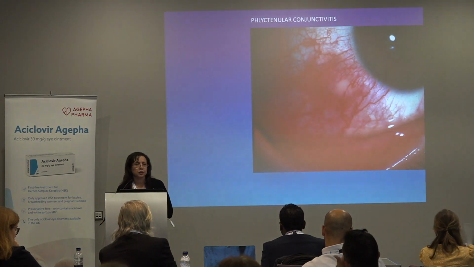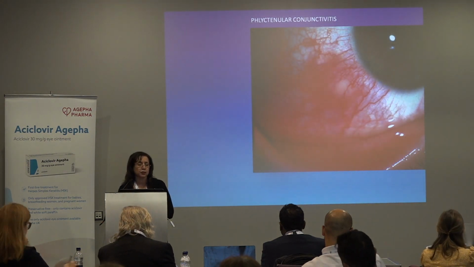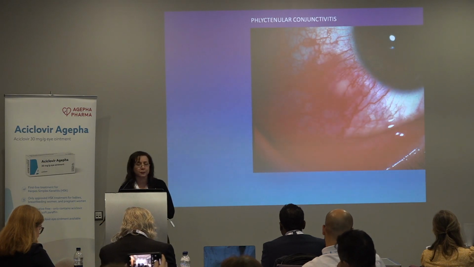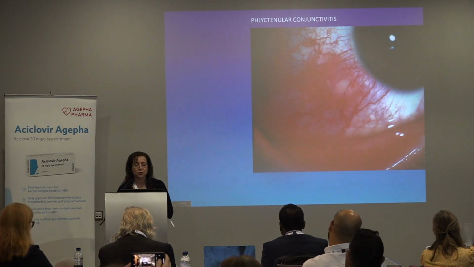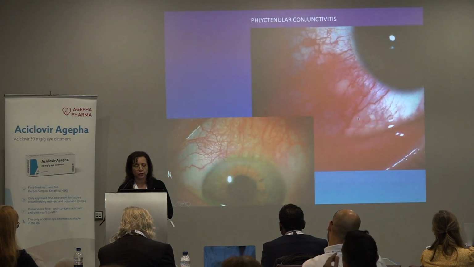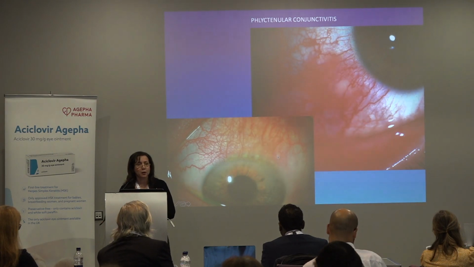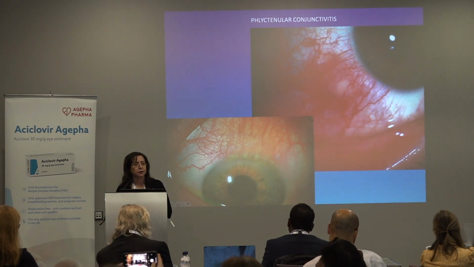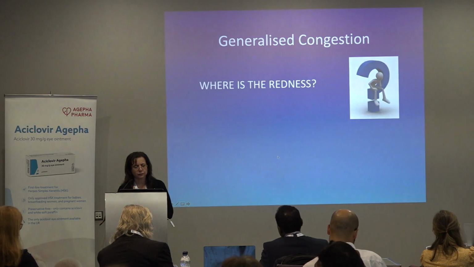Now, phlyctenular conjunctivitis is an allergic reaction to either staph exotoxin or TB exotoxin, and they come as little nodules on the sclera with localized congestion. They can also come on the limbus like this, most commonly in children, and treated by topical steroids.